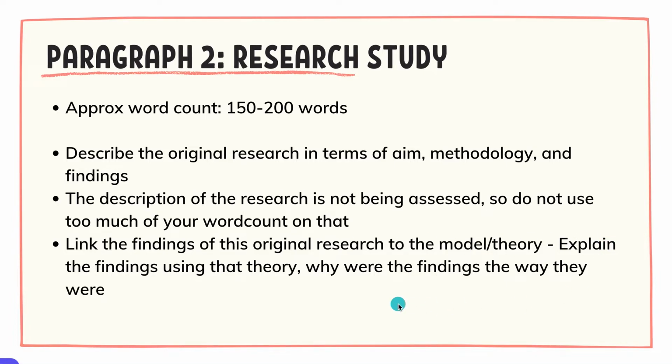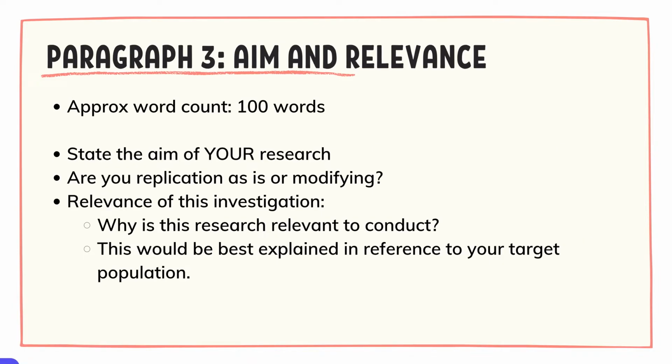Again, your link should explain the findings using the theory and also go over how this research supports the model or the theory. Then there's your paragraph 3. Here you can state the aim of your research and the relevance of conducting this research. Stick to about 100 words maximum.